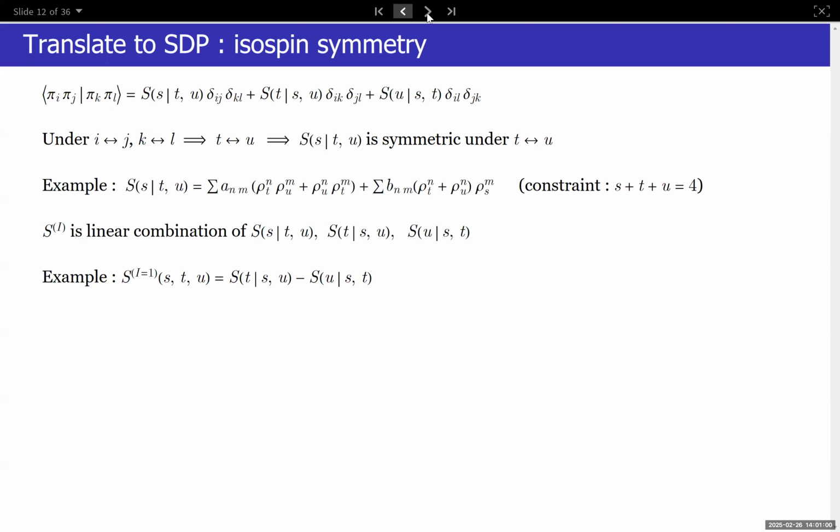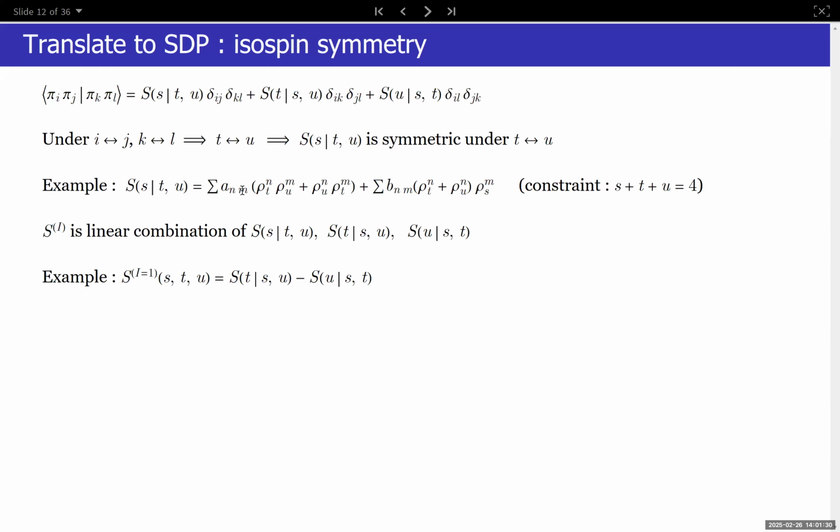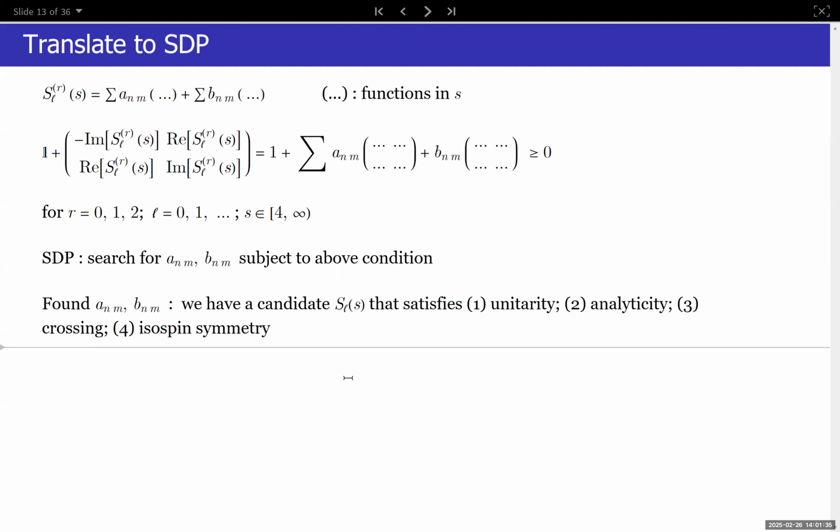So after this procedure, what do we get? Once we have S in different isospin, we decompose into different spin. Then we get S in different spin and different isospin. The result can be written as a sum of unknown coefficients times some function. Those functions are terms like this, known functions that already implement analyticity, crossing symmetry, and isospin.